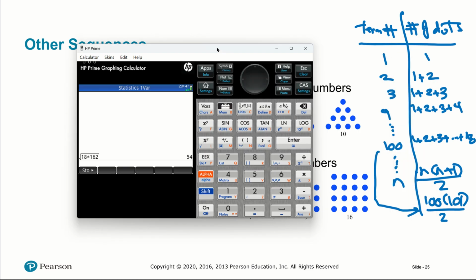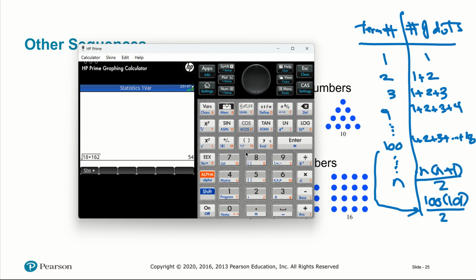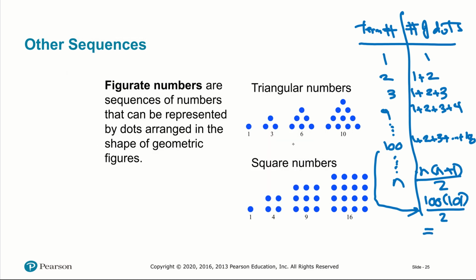Memory is not a friend to be trusted that closely. So 2 and 100 are going to cross cancel, just give us 50. So 50 times 101. 5,050 dots in the 100th image in this sequence of images or triangles, okay?